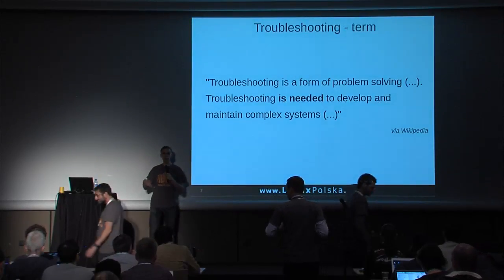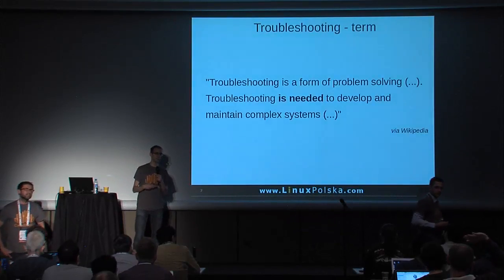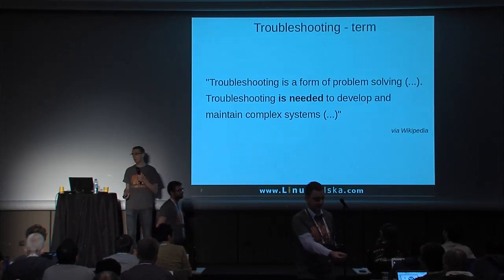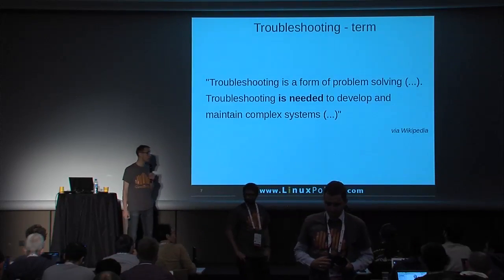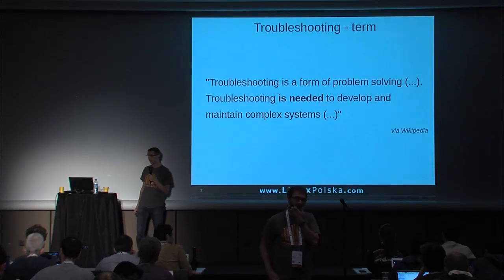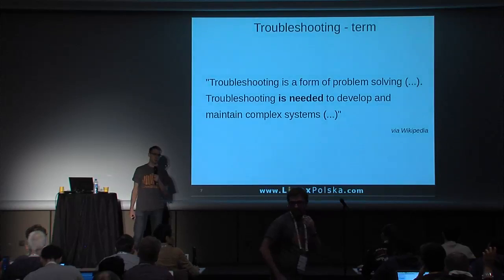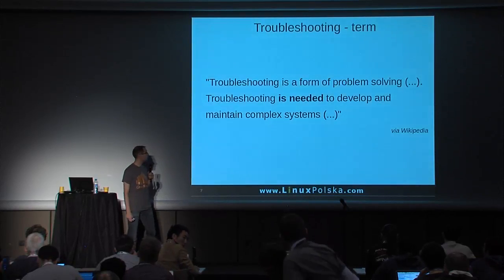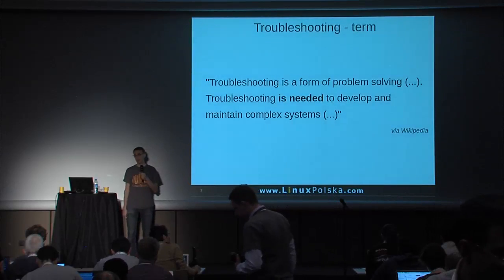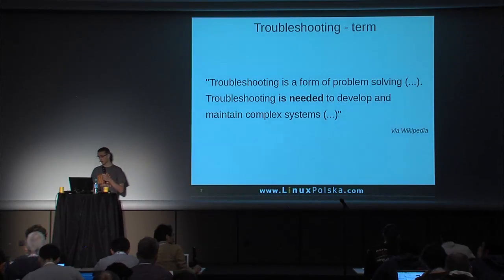So we all intuitively know what troubleshooting is. We all know that this is a nice thing to have to maintain a complex system such as OpenStack. But what we usually forget is that troubleshooting is a must-have. It is a prerequisite for developing and maintaining complex systems. So it's not needed just for maintaining, but it is a requisite for developing.